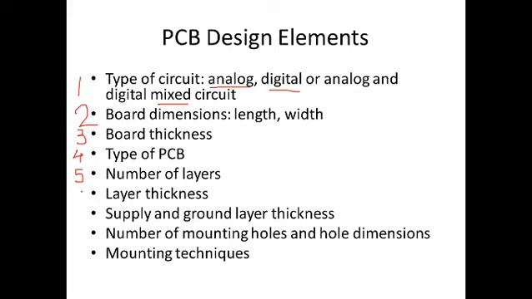Then the next one is the layer thickness. It is basically decided by the current requirement of your PCB. If your PCB requires to handle more current, the layer thickness should be more. Then the next one is the supply and ground layer thickness. What should be the thickness of the supply layer and ground layer? Definitely this is also very important, because the supply layer has to source the current to all the circuit elements, all the traces which are present on your PCB.